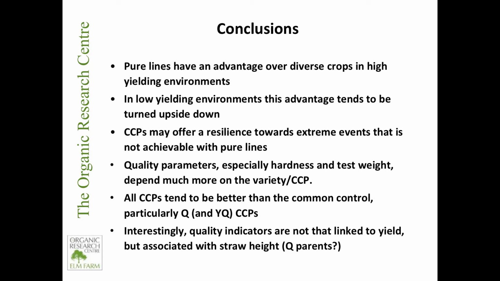And I'm calling them extreme events, but that is, we've just had a bit of a wet patch when we've got to get things in. And this resilience isn't achievable with pure lines because of their restrictions on their genetics. Quality parameters, especially hardness and test weight, depend much more on the variety or the CCP than they do on what farm they might have been grown in or what conditions. But what we know is that all of the CCPs, whether the yield, the YQ or the quality, tend to be much better than the common controls that were being used within our experiments. And also this whole thing about the quality indicators not being linked to yield, but more associated with straw height. Again, that might be an artifact.